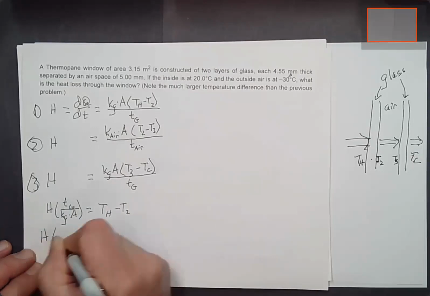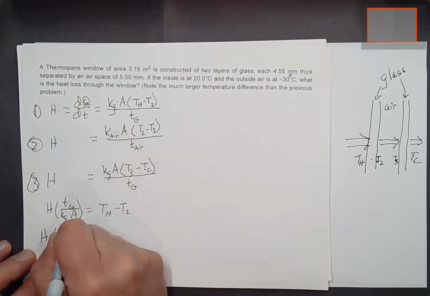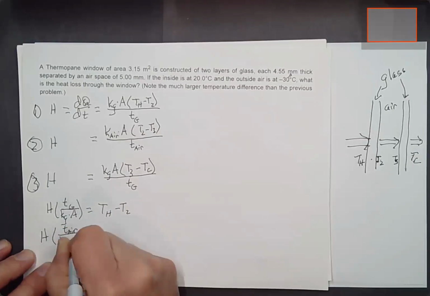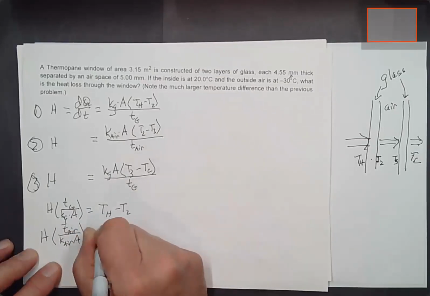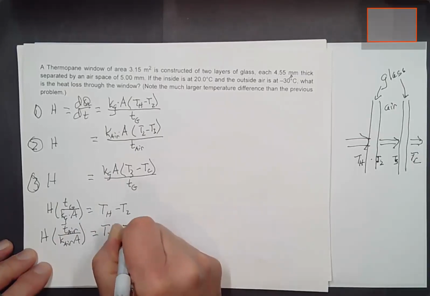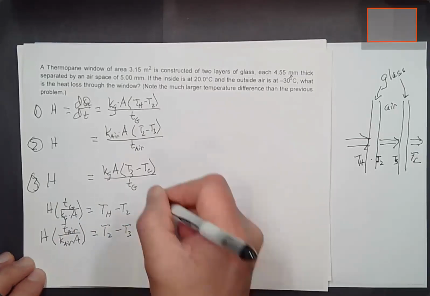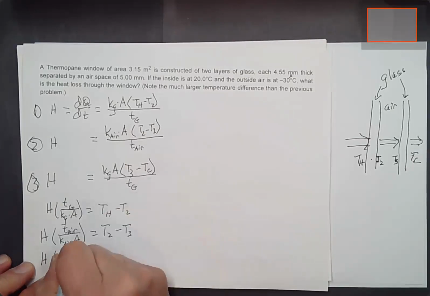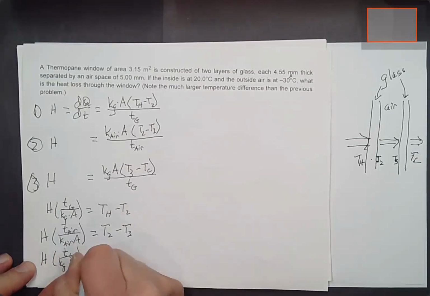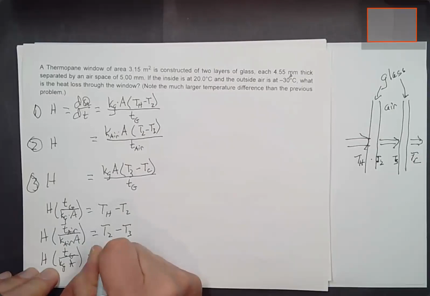For the middle one, I'll have T sub air divided by K sub air times the area, and that will equal T2 minus T3. And maybe you're starting to imagine how I might solve this thing. And for the bottom one, I'll have H times T sub G over K sub G times A again, and that'll equal T3 minus TC.